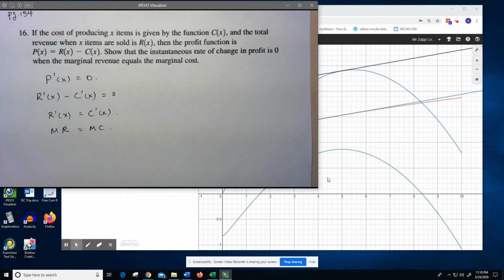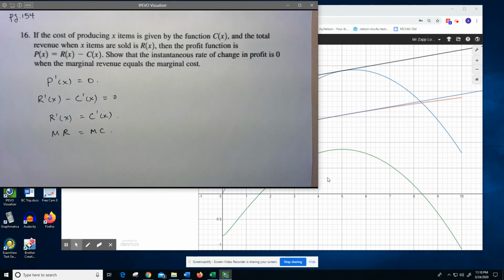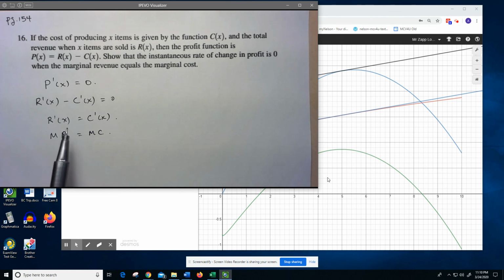Now, you can take an economics course and come to this result without using calculus at all. There are arguments to be made that show that this will be where you're going to have what's called the equilibrium price. The price where marginal revenue is equal to marginal cost is going to be the one that you want to charge in order to maximize your profits. Whereas we got to this result by using fairly simple calculus methods.